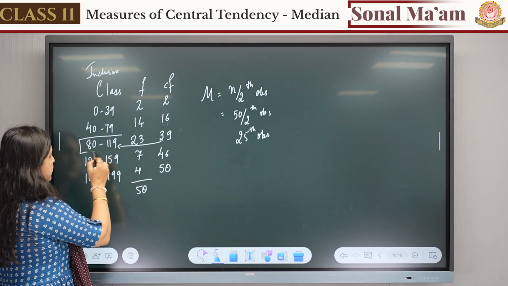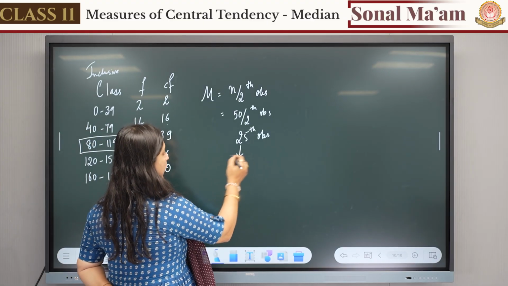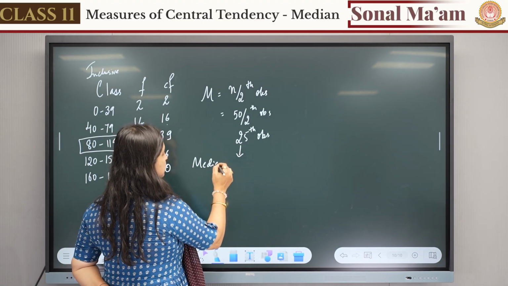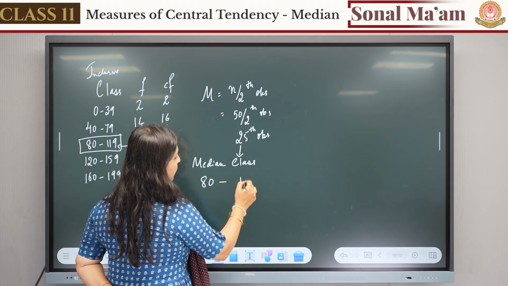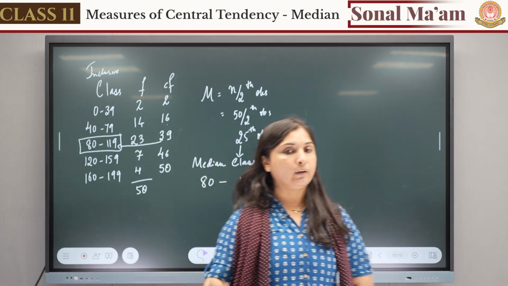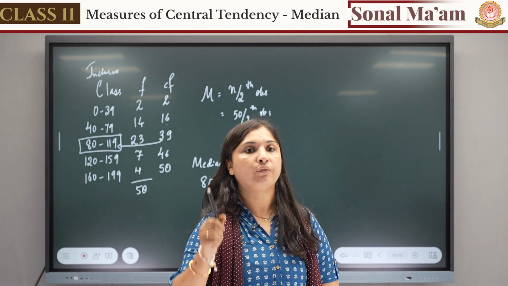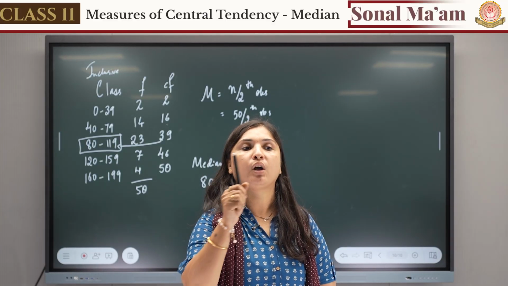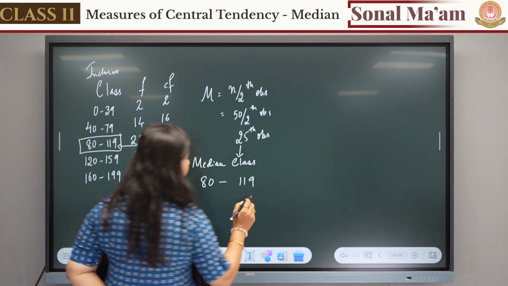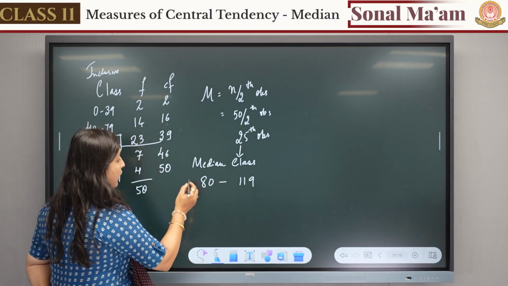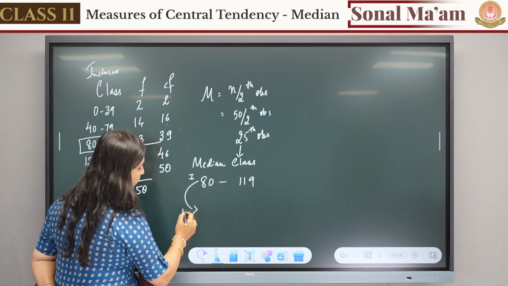My median class will be 80 to 119. Now I told you to keep one thing in mind. What was that? I told you whenever you have inclusive data, you have to convert it into exclusive data. So here is the time to convert it. Now this is inclusive, and we have to convert it to exclusive.